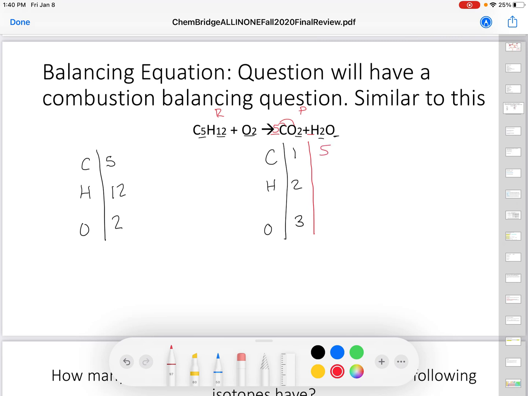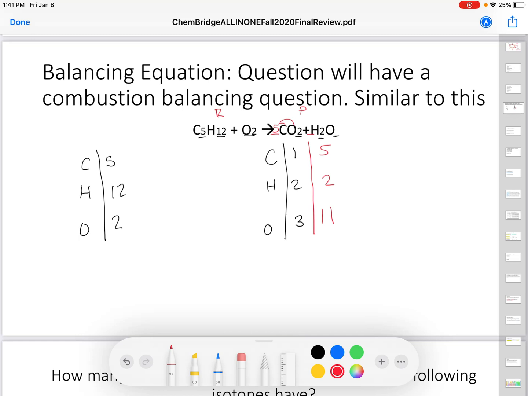5 times 2 is 10. So I have 10 oxygen, but I have that oxygen over there. So I have 11 oxygen. And my hydrogen, I don't have a coefficient, so it stayed the same. I have carbon balanced, so I'm good. But now I need to go and balance the hydrogen.